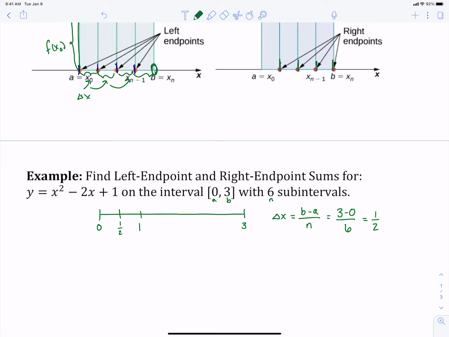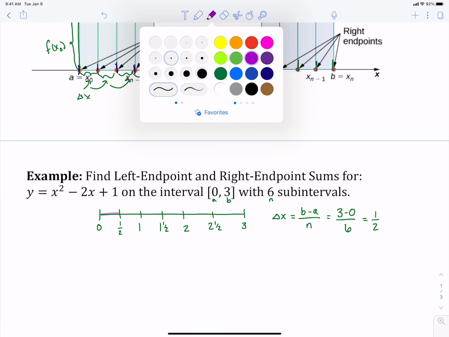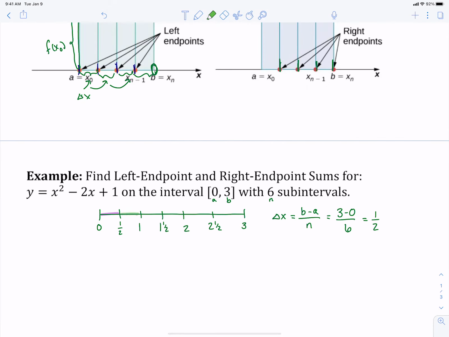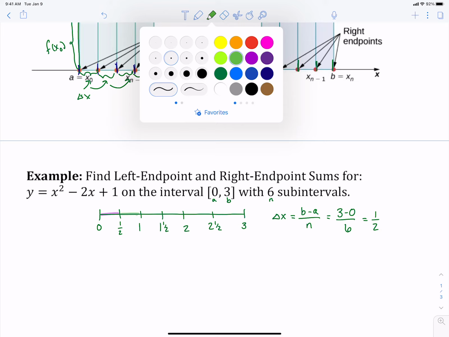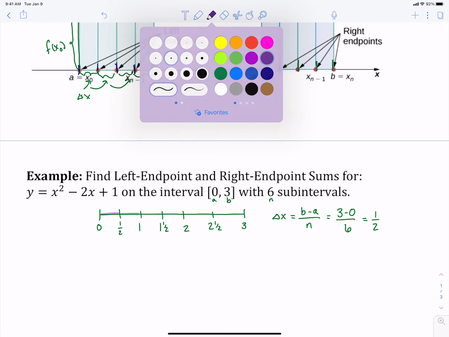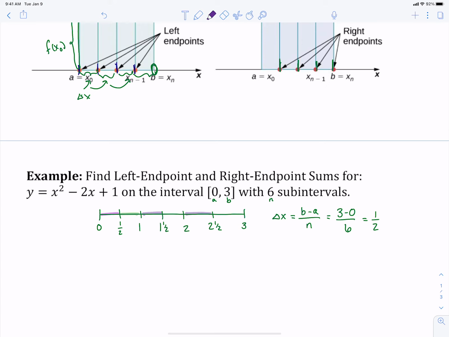So we go a half from 0, we get to 1/2. We go another half, we get to 1. Then we get to 1.5. I'm using fractions there, but we can use decimals when we're actually plugging them into our function. So here are our different intervals. Here's an interval. I'll just highlight a couple of these. Here's an interval. And we have 6 intervals. Maybe we'll go every other one. There we go.